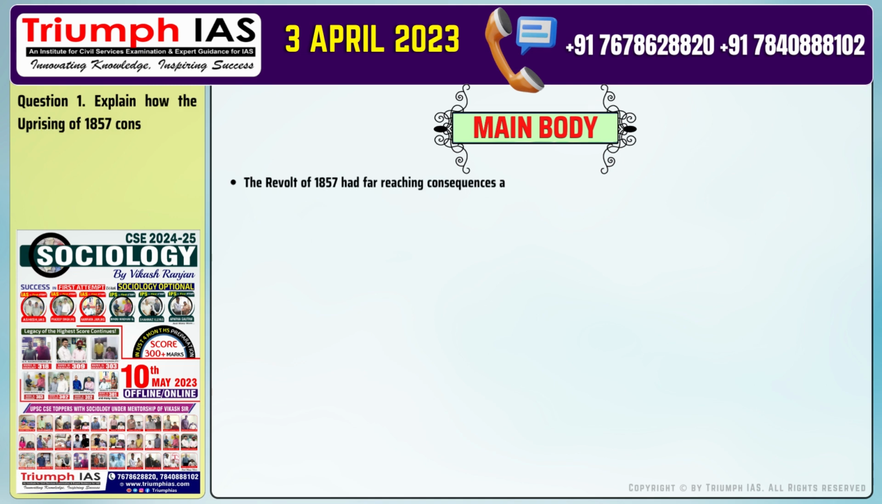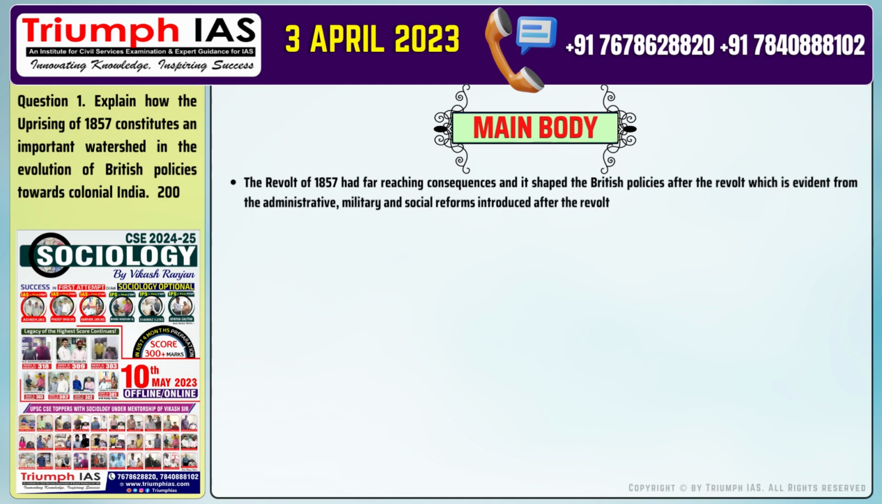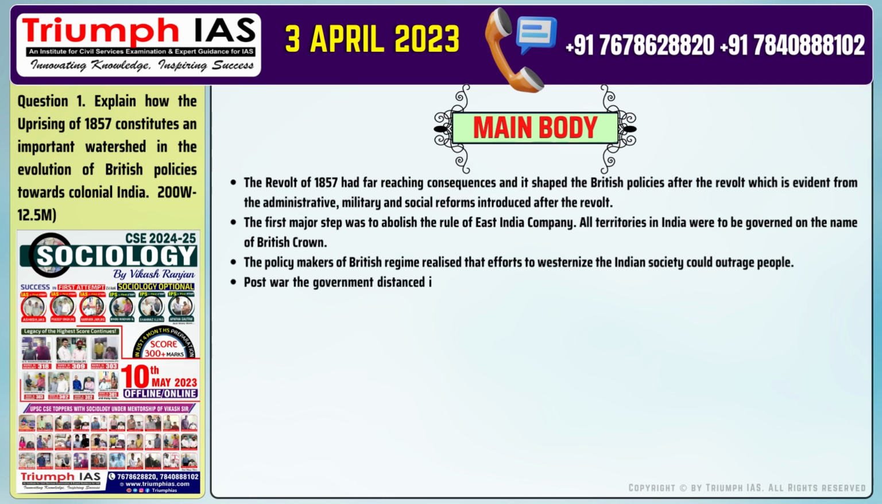The Revolt of 1857 had far-reaching consequences, and it shaped the British policies after the revolt, which is evident from the administrative, military and social reforms introduced after the revolt. Number 2. The first major step was to abolish the rule of East India Company. All territories in India were to be governed in the name of British Crown. Number 3. The policy makers of British regime realized that efforts to westernize the Indian society could outrage people. Number 4. Post-war, the government distanced itself from the activities of Christian missionaries and in general avoided interfering in the religious matters of India.